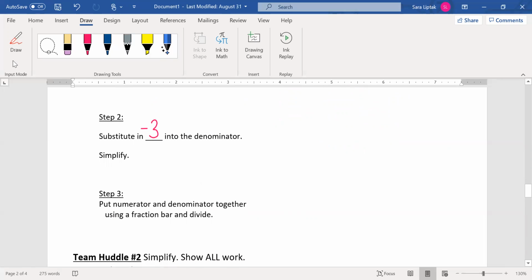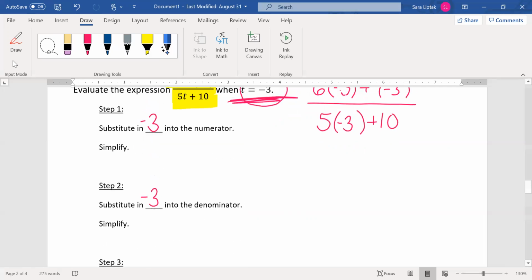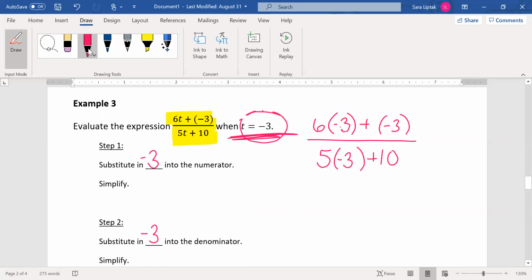Now step 3 says, put the numerator and denominator together using a fraction bar and divide. So let's go back and let's simplify this. A 6 multiplied by a -3 is going to give us a -18 plus -3 at the end, divided by 5 multiplied by a -3 gives us -15, and we are adding 10 to that. So I simplified it a little bit, but we can still keep going.